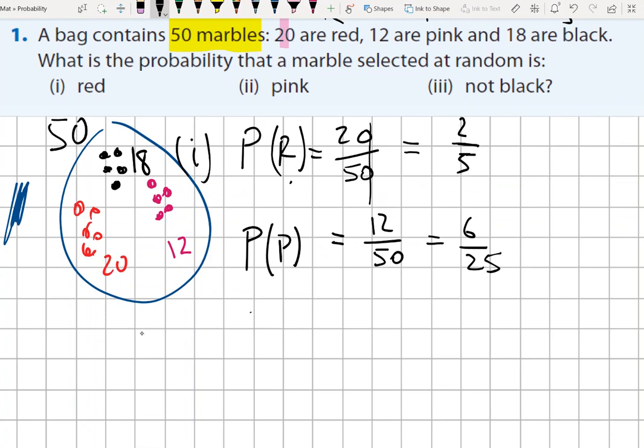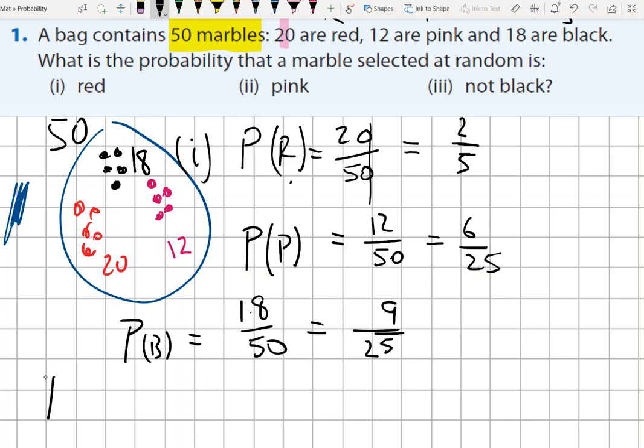Now the probability of not black. Oh, now we talked about this today. Let's get the probability of black first, and then we'll talk about a quick sneaky technique to get the probability of not black. The probability of black is 18 over 50, okay, which is equal to 9 over 25.